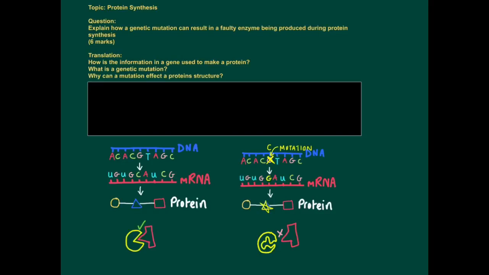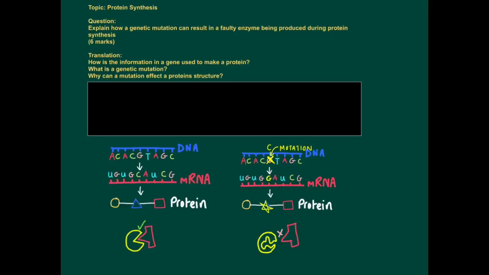This is an exam application tutorial on the topic of protein synthesis. The question for 6 marks is: explain how a genetic mutation can result in a faulty enzyme being produced during protein synthesis. So you're going to have to draw on a lot of knowledge here. This is quite a complex and sophisticated question, and it has many levels.